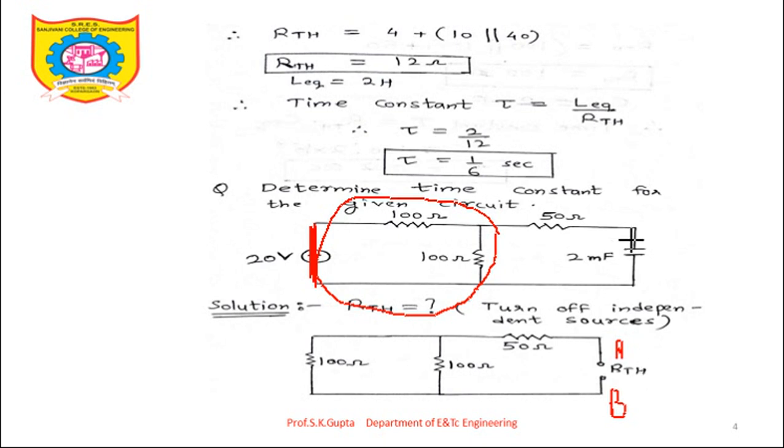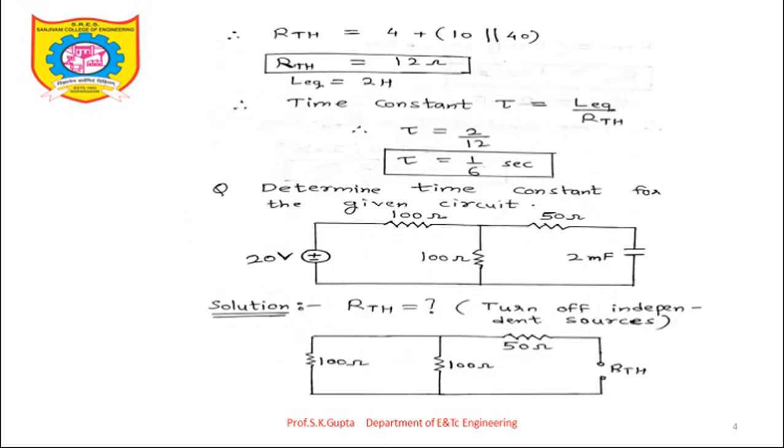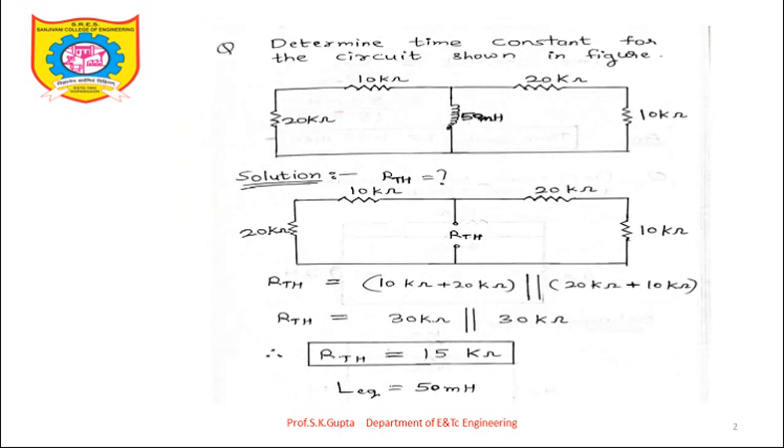So procedure is the same for RC circuit or RL circuit. Open that capacitor or open that inductor and try to see the resistance between 2 points. Now C equivalent is 2 millifarad. So 100 into 2 millifarad. 2 milli means 2 into 10 raised to minus 3. So 200 into 10 raised to minus 3 comes out as 0.2 seconds. So for the third one, the time constant value is 0.2 seconds. So this way we have seen how to determine time constant.